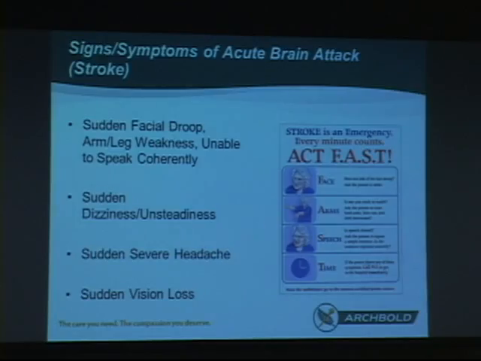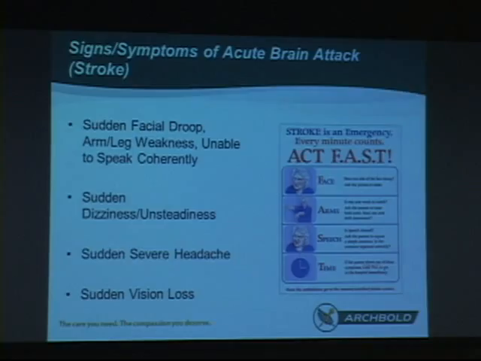Okay? Second thing, arms. Simple. Make them bring their arms out in front. And if one arm starts dropping like this, then you know that there's a weakness. Okay? This is a very common test that you can do. Speech. If they're starting to speak slowly or it doesn't make sense, or they're trying to say something but nothing comes out, that's a problem.